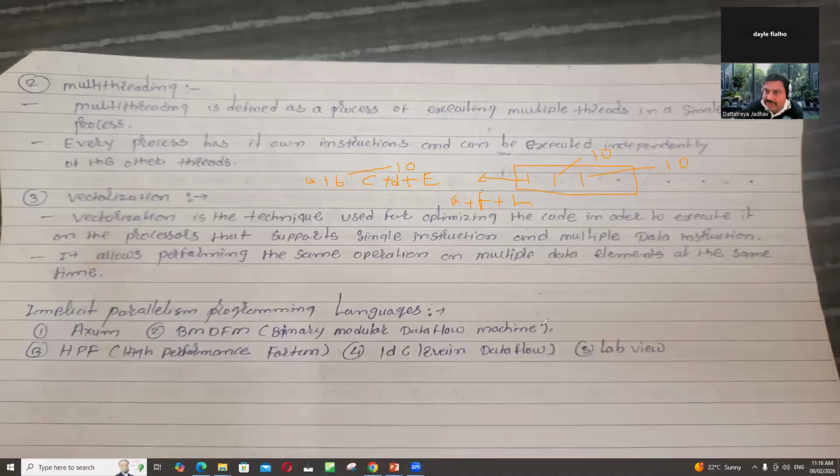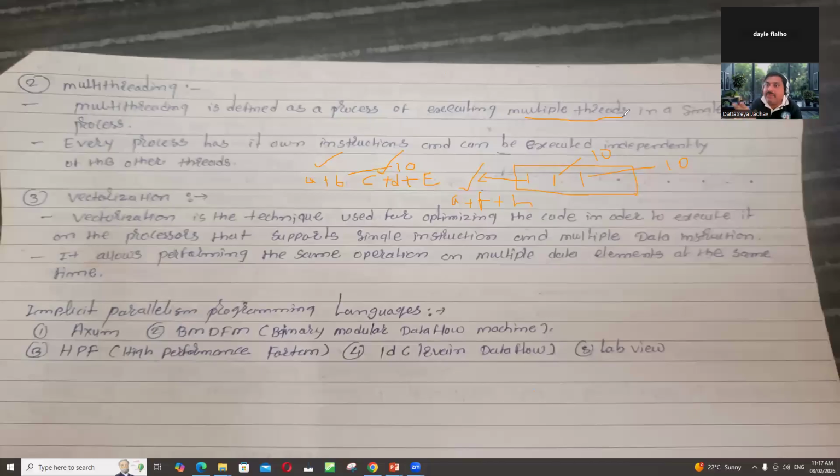We have multiple additions. So a single arithmetic addition is divided into a number of threads. This is the first thread, this is the second thread, this is the fourth thread, and again the seventh thread, eighth thread, ninth thread. So a small addition is also divided into small tasks, and a small task is called a small thread, and they work simultaneously. That comes under the multi-threading concept.